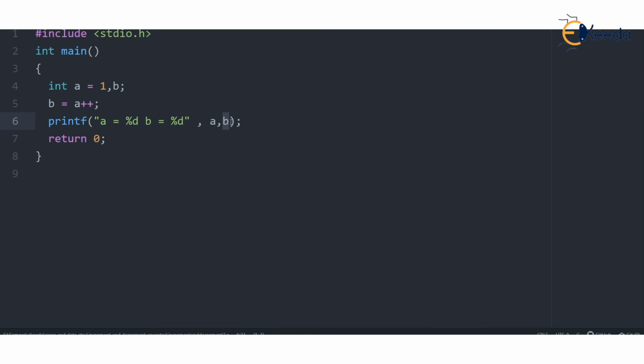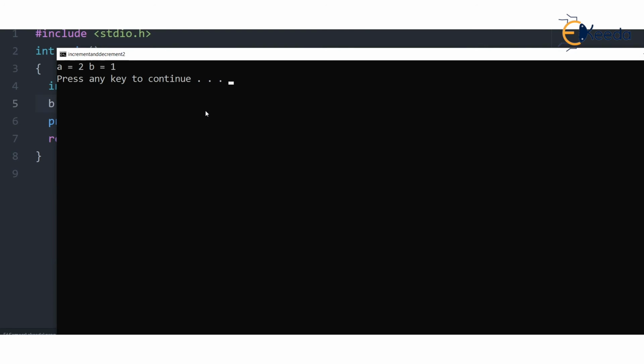Let's try to prove it. Thank God this time it has got executed in time. So a is 2 and b is 1. Okay. Let's see one more code.